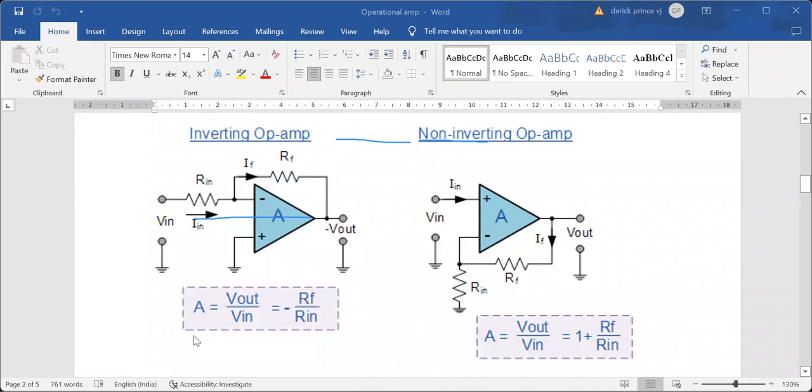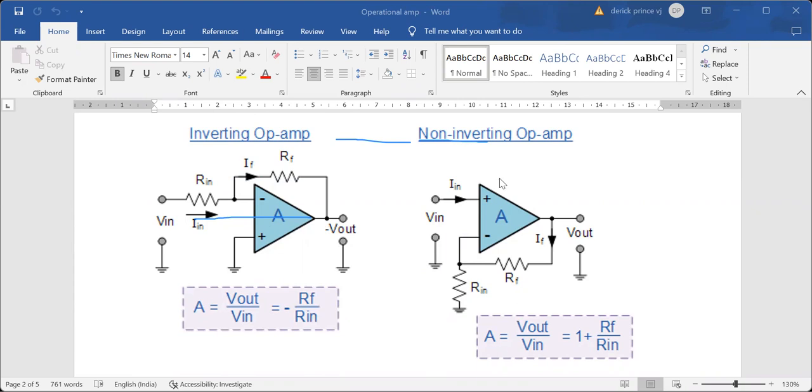The formula for the inverting input is gain. A is called the gain. Any gain, we say, is output by input. Vout by Vin is equal to minus RF by RN: feedback resistor RF divided by input resistance RN, with a minus sign. This is the formula for the inverting operational amplifier.